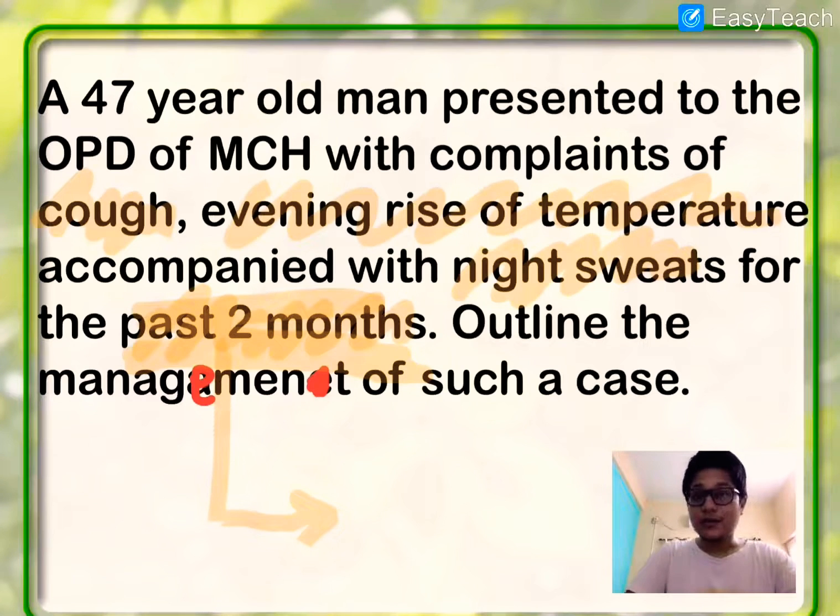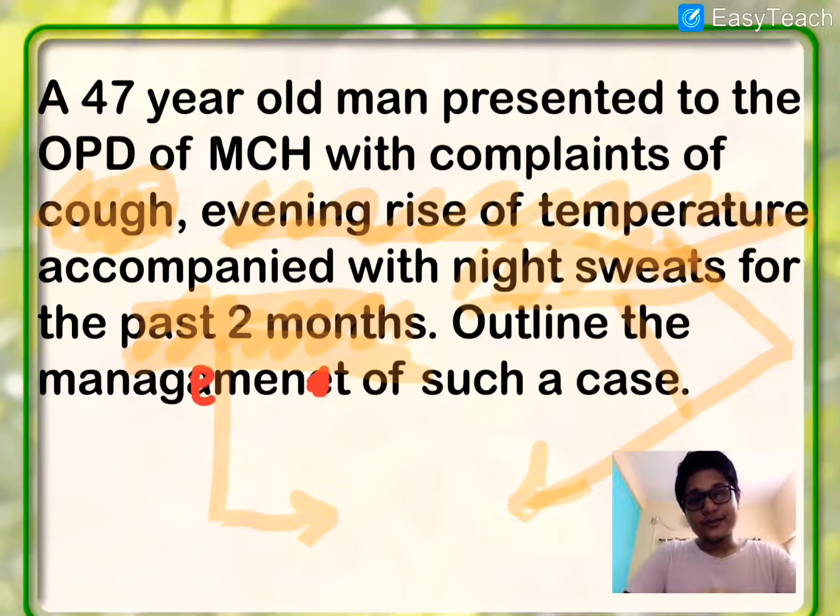So TB is a chronic disease, and as such, a history of cough, temperature and night sweats for let's say 1 week, you can't say it's TB, but 1 or 2 months, yes, that definitely points towards TB. However, this evening rise of temperature and night sweats, these two symptoms can be correlated to another disease which you have probably learned in hematology. Don't they sound similar to the B symptoms you find in Hodgkin's lymphoma? Yeah.